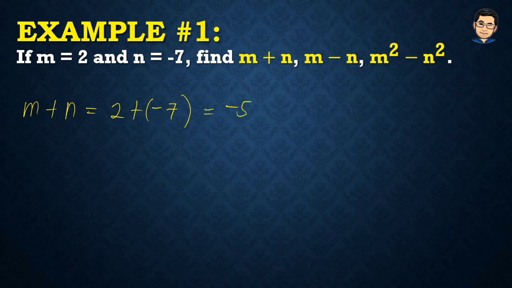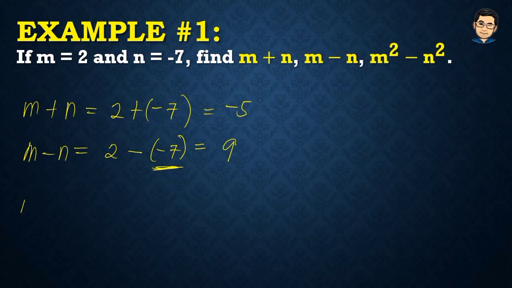So, we follow the sign of the bigger value and then we proceed to subtraction. Next, m minus n. So, m is 2 and then minus the value of n, that is negative 7. So, kapag subtraction, we change the sign of the subtrahend. Negative 7 will become positive and then minus will become plus. So, 2 plus 7, that is 9.